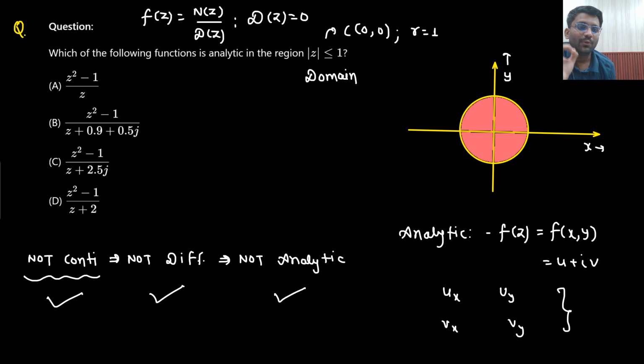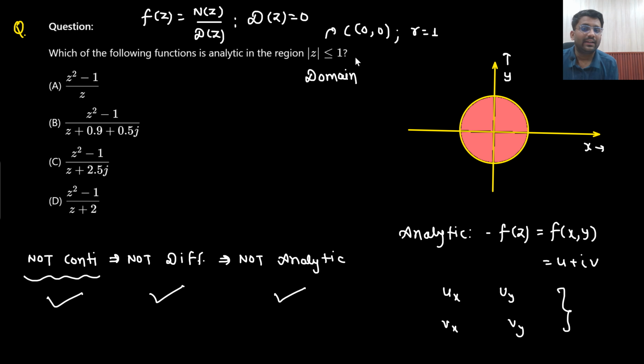I hope all the points are clear to you. With a good amount of patience, we are learning everything. I hope it is not creating any problem for you. Not continuous will surely be not differentiable, and surely not analytic. But if it is not analytic, it doesn't mean that it will not be differentiable, or that it will not be continuous. Not analytic alone is not enough, but not continuous alone is enough to say not differentiable, not analytic. Now let's get back to the question.